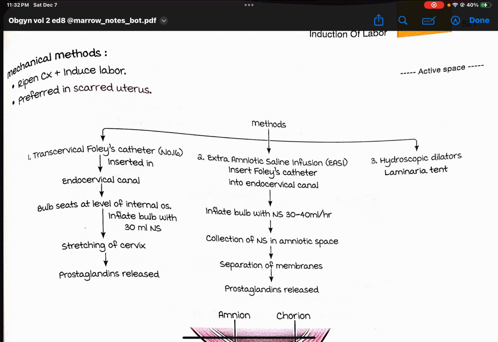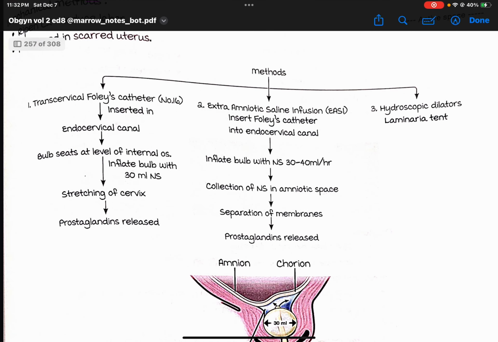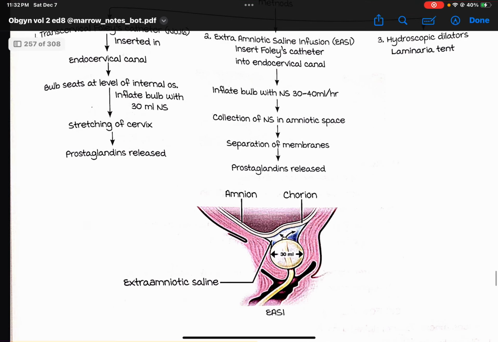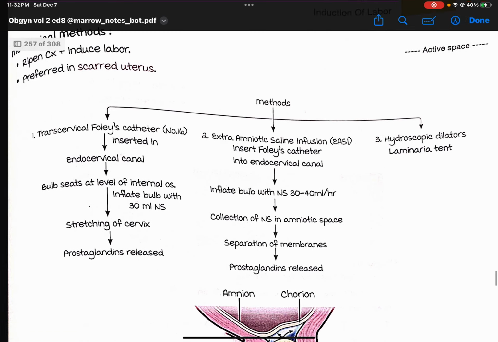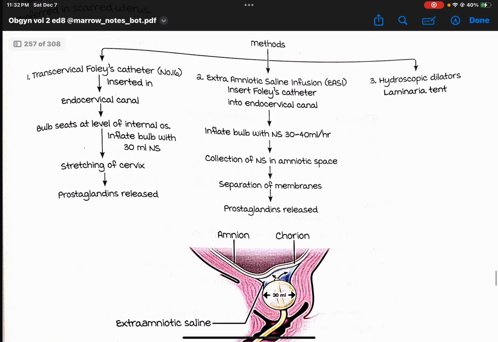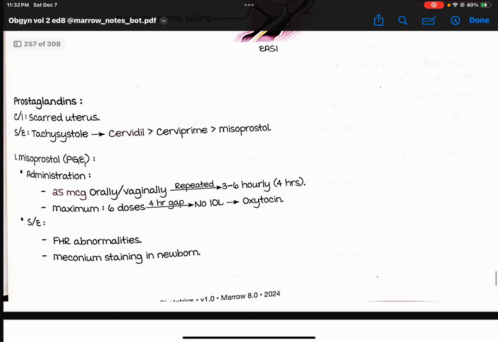Then second is extra amniotic saline infusion: insert Foley's catheter into the endocervical canal, inflate bulb with normal saline 30 ml, and infuse 30 to 40 milliliter per hour. Collection of normal saline between amnion and chorion causes separation of membranes and prostaglandins release. Third one is hydroscopic dilator, laminaria tent.